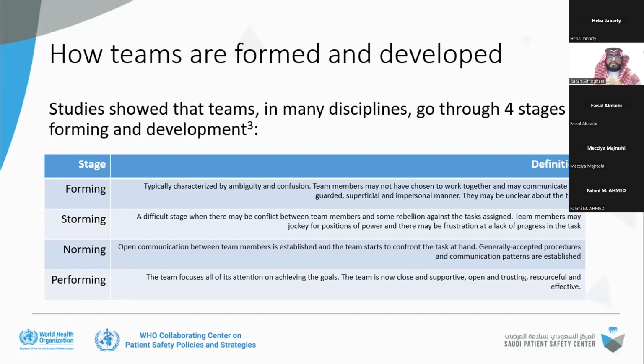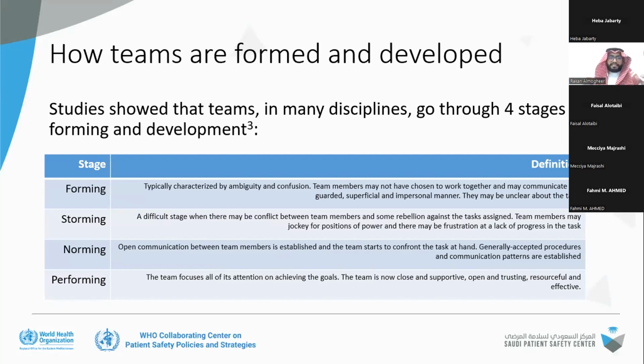The storming stage, it is the most difficult stage when there may be conflicts between the team members and some rebellion against the tasks assigned. Team members may jockey for positions of power, and there may be frustration and lack of progress in the task. We have then the norming phase, when they begin to perform effectively. They start to communicate openly with each other. They establish, and the team starts to confront the task at hand. They generally accept the procedures and communication patterns are established.